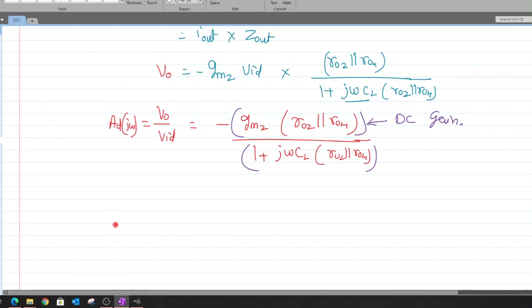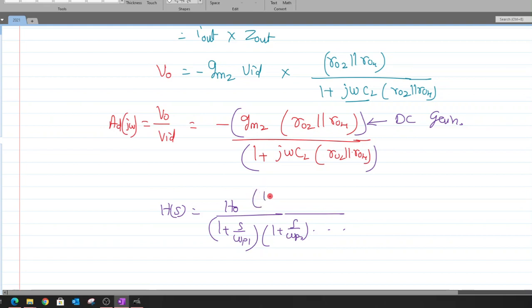In the last class we discussed this pole concept. One could have a transfer function H of s, and this transfer function can have a DC gain which would reflect this particular quantity. It can also have a number of poles, which can be written as something like s by omega p1 and s by omega p2 and so on. And it can also have a number of zeros, which I can write as z1, z2, and so on.